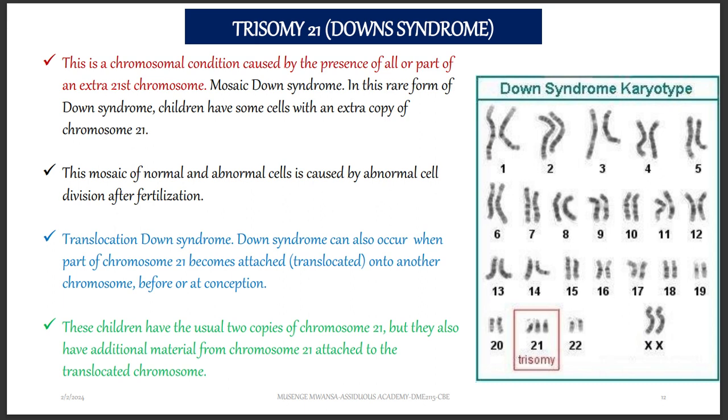So what you'll be able to see is that these children usually have two copies of chromosome 21, but they also have additional material from chromosome 21 attached to the translocated chromosome, the chromosome that is attached to the 21st chromosome. When you are identifying these conditions, these trisomies, you use a karyotype. This is what we call a karyotype. You want to see how many chromosomes are there on each pair.